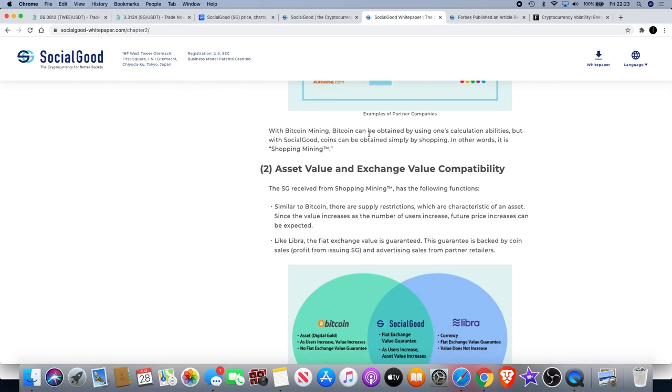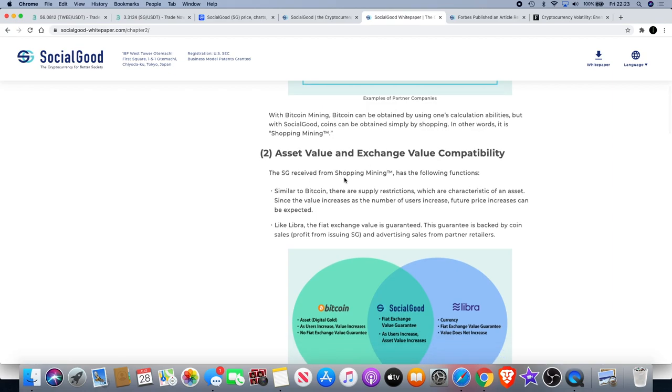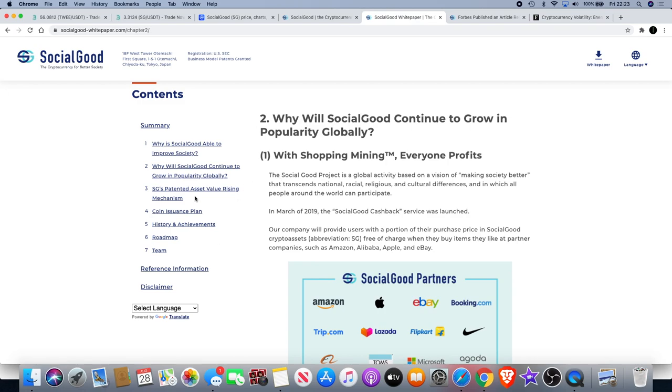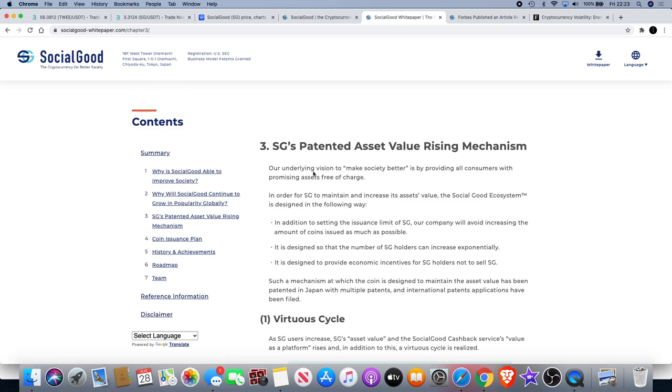With Bitcoin mining, Bitcoin can be obtained by using one's calculation abilities. But with Social Good, coins can be obtained simply by shopping. In other words, it is shopping mining. Okay, so this is a new asset that's quite unique, obviously. And we already talked about the fact that they have a patent, all right?